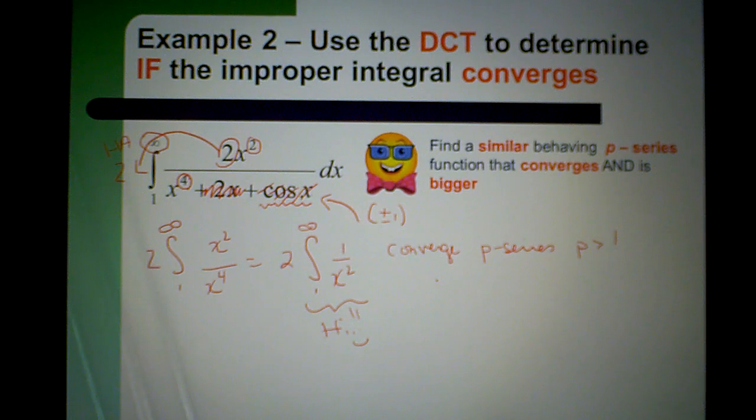So my known one is greater than or equal to, again, because this denominator here will always be, if you take x squared versus x to the 4th plus 2x plus cosine x, where this is only adding plus or minus 1, 1 over x squared, the one I know, is bigger than the smaller cousin, the one I don't know.